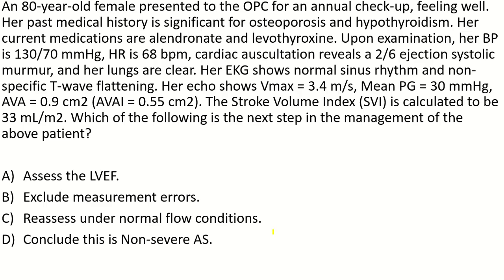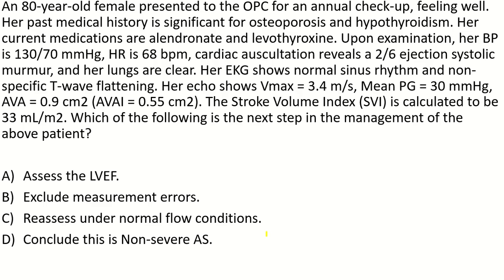Cardiac auscultation reveals an ejection systolic murmur, and his echo shows a Vmax of 3.4 and a mean gradient of 30. Her aortic valve area is 0.9 and the stroke volume index is calculated to be 33. Which of the following is the best next step in the management of the above patient?